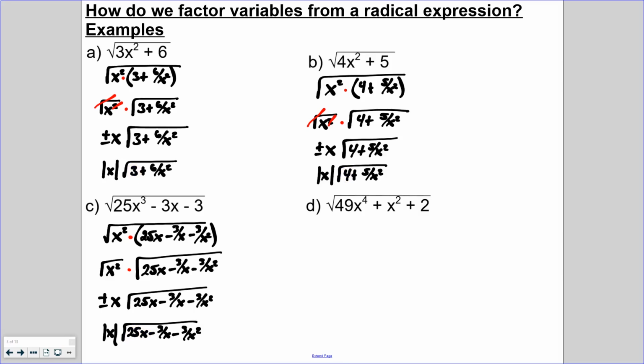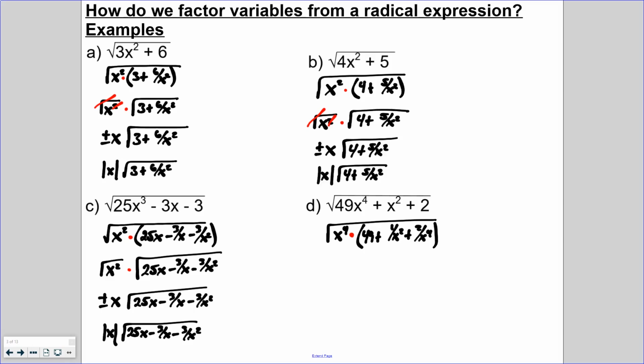We have the square root of 49x to the fourth plus x squared plus 2. And here our largest variable is x to the fourth. Just so happens that x to the fourth is even. So therefore, we can factor it out of the square root function. So that means we can rewrite this as the square root of x to the fourth times the quantity 49 plus 1 over x squared plus 2 over x to the fourth.